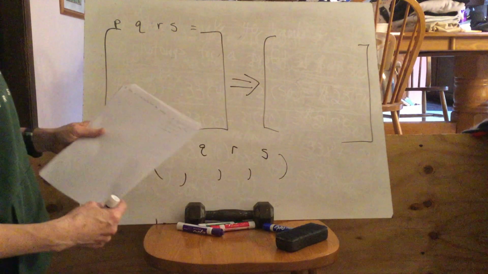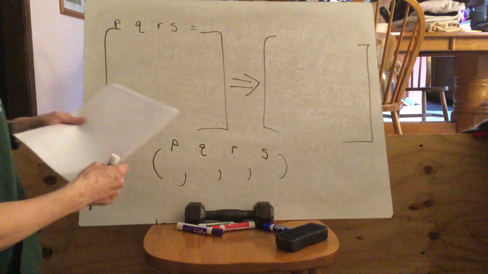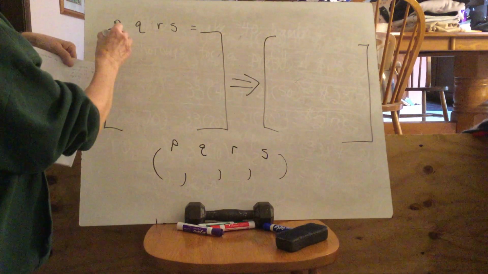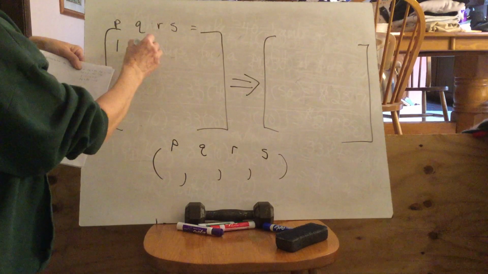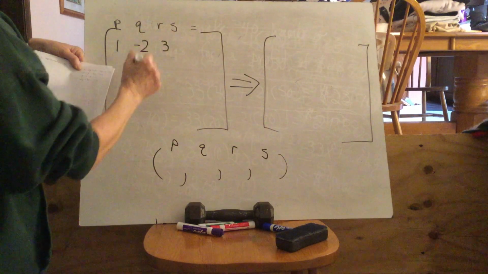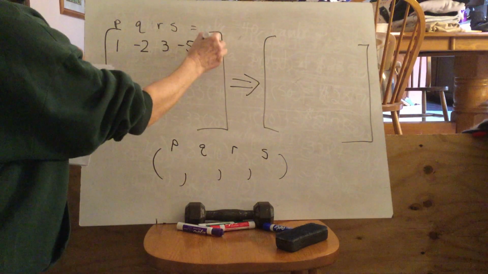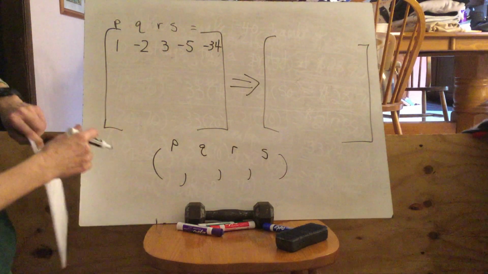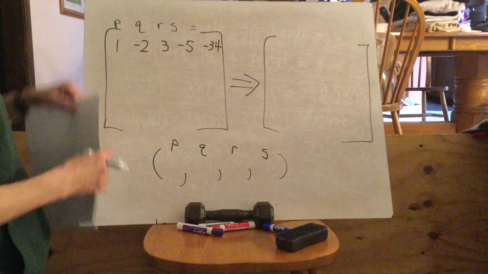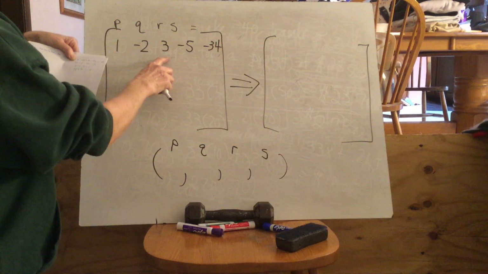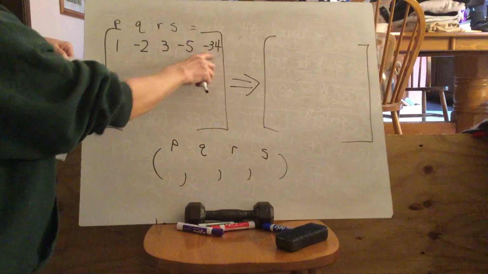Okay, so I'm not going to the calculator yet. First, I'm getting myself organized. I'm going to write down all the numbers in the first equation. So 1P, negative 2Q, 3R, negative 5S, and negative 34. So 1, negative 2, 3, negative 5, negative 34.